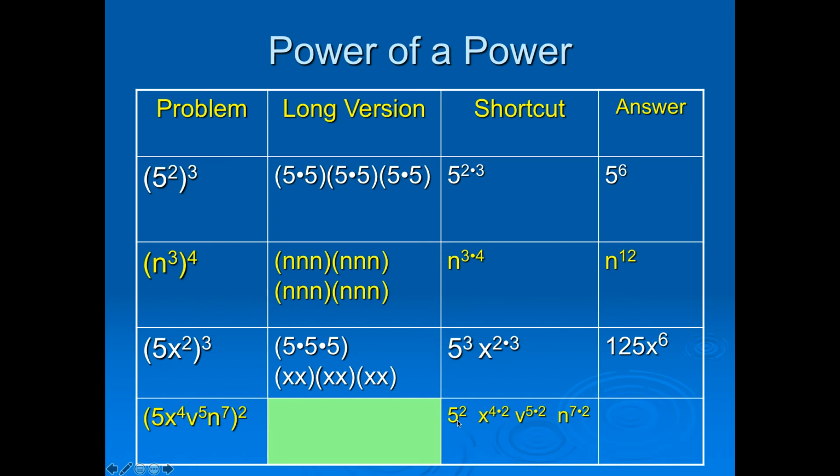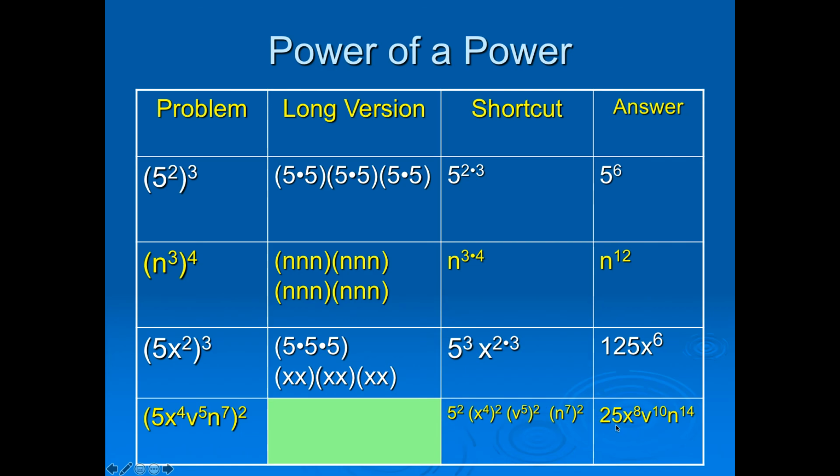Now from here, 5 to the 2nd is going to be 25. x to the 4 times 2 is 8. v to the 5 times 2 is 10. n to the 7 times 2 is 14. I hope you got that right.